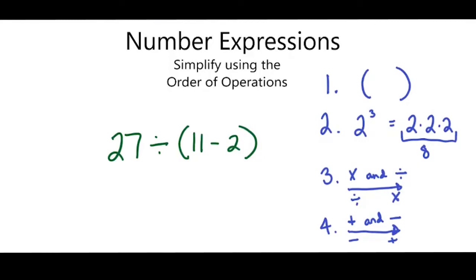Here I have 27 divided by 11 minus 2 in parentheses. Well, order of operations says we need to do what's in parentheses first. So that's 11 minus 2. 11 minus 2 is 9. So now I rewrite the problem with what I have left, and now I have 27 divided by 9. 27 divided by 9 is 3. So my answer is 3.